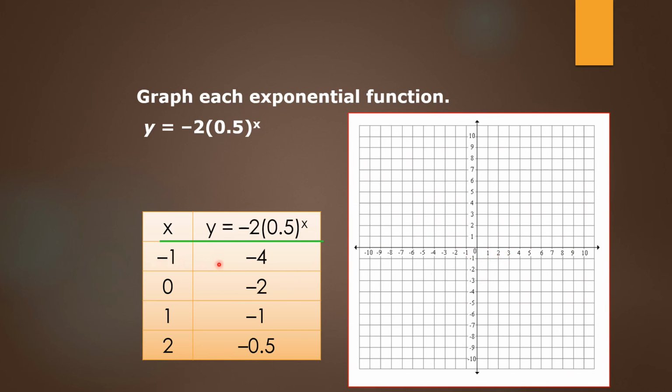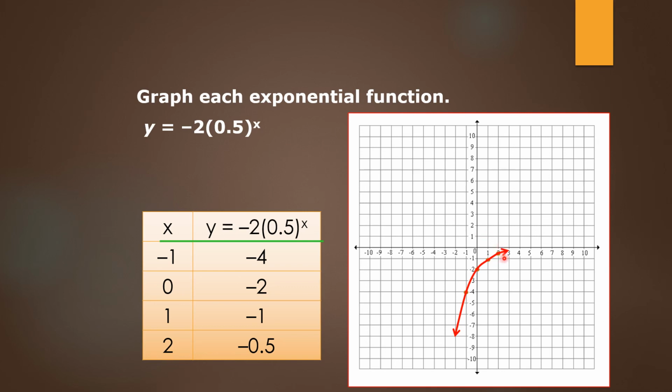The first point, -1, -4, here. Then 0, -2, will be here. 1, -1 will be here. And 2, -0.5 will be here. Then I'm going to join this graph and extend, as you see in the coordinate plane.